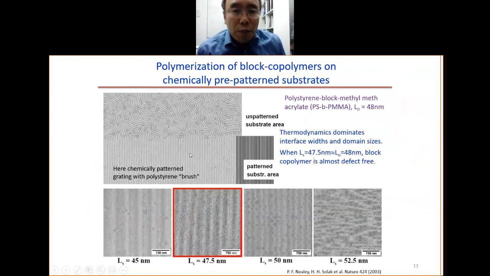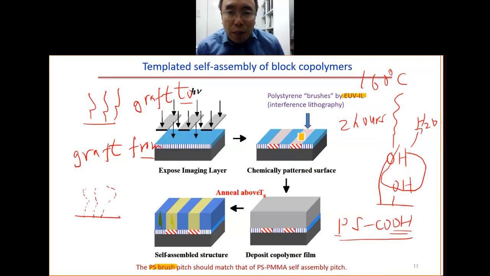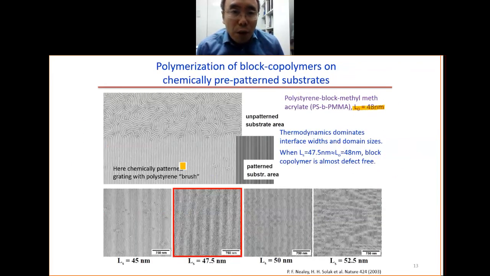Here's an example of this process. In this case, this area has no pattern, so we have this random fingerprint pattern. You can see the distance, the pitch here, is 48 nanometer. This is the natural pitch. In the lower part we have this grating pattern. The pitch here is also close to 48 nanometer. So you form very nice periodic patterns.